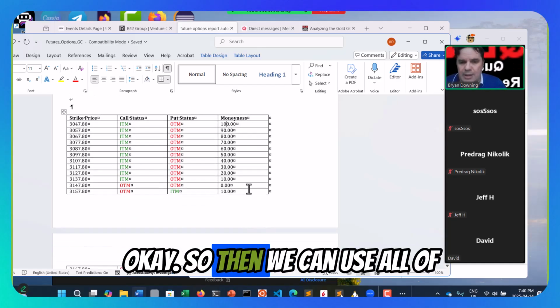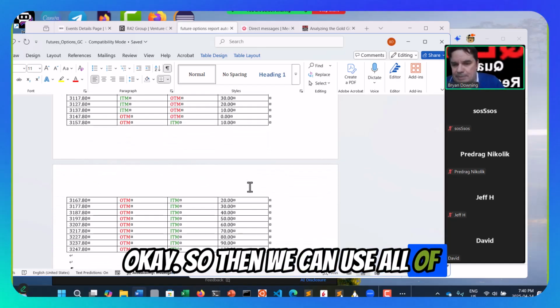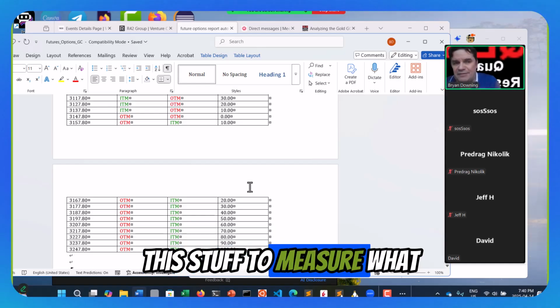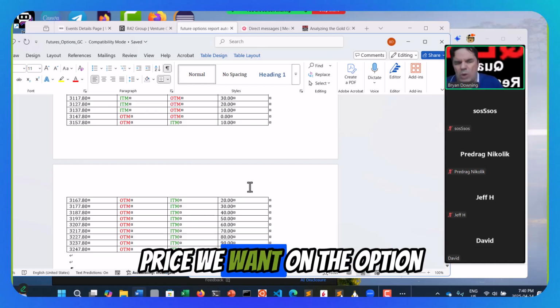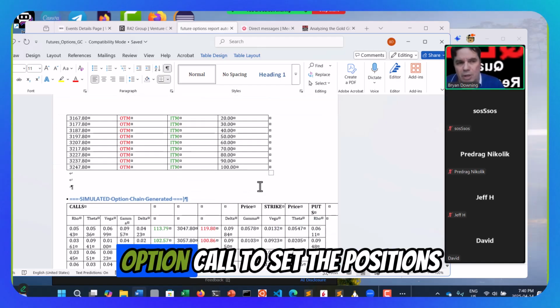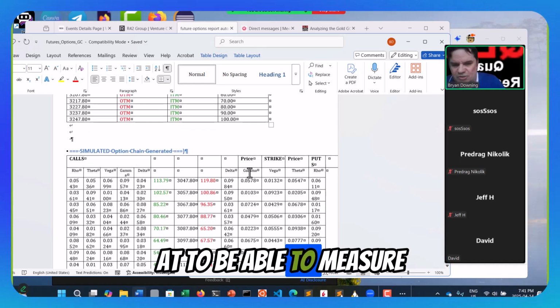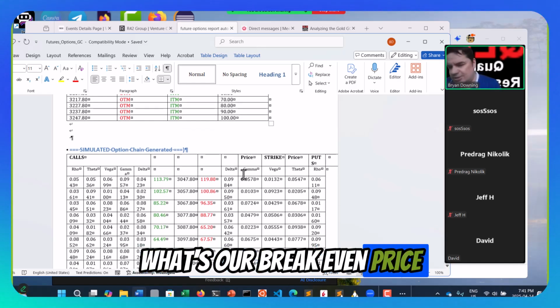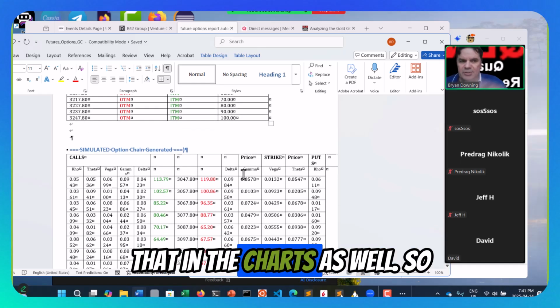Okay, so then we can use all of this to measure what pricing we want on the option chain data, to measure our option call, to set the positions, to be able to measure what our break-even price is using the strike. And you'll see that in the charts as well.